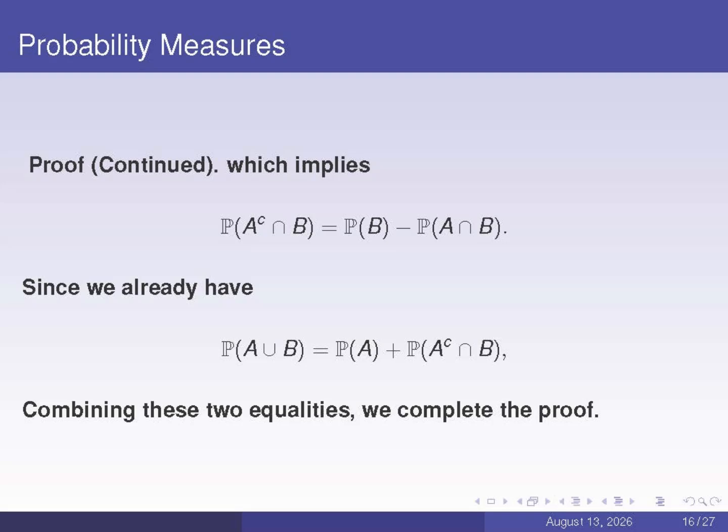By rearranging the terms in the last equation on the previous screen, we obtain the second line shown on the screen. Since the equation on the second to last line was proved previously, combining these two expressions completes the proof.